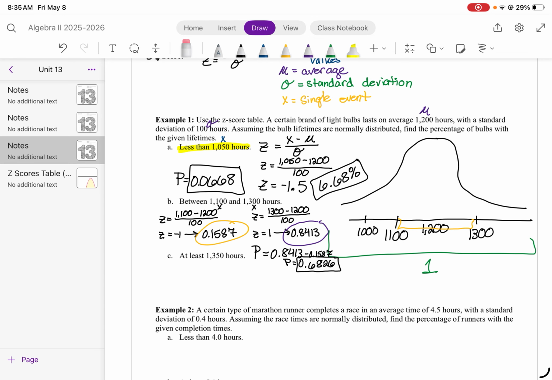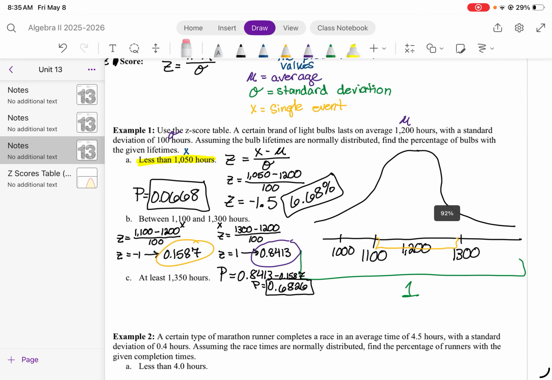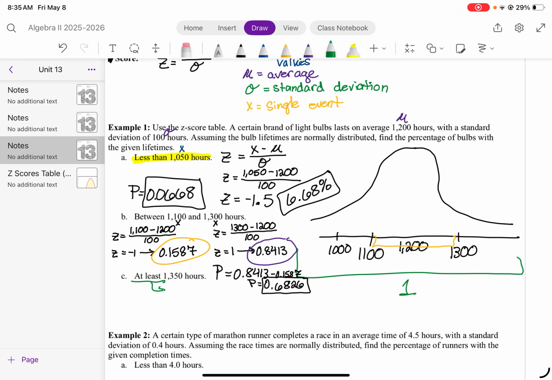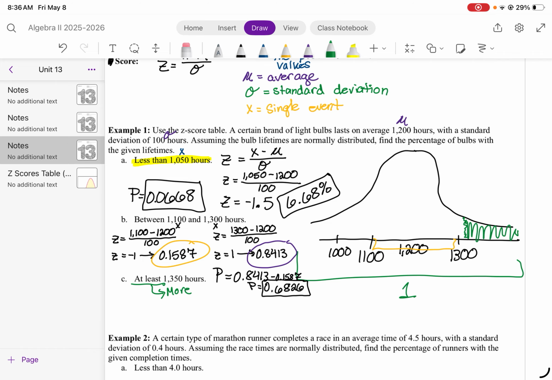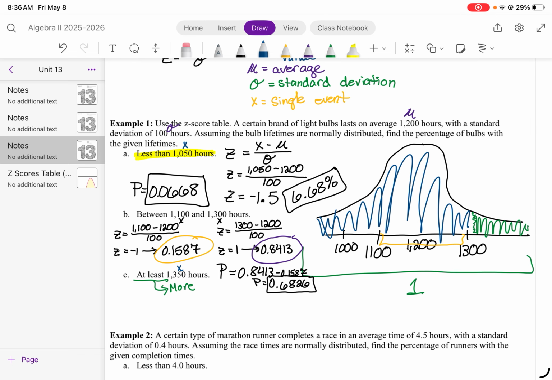This one is at least 1,350 hours. So if we look at our curve to help us figure out what we need to find, at least means that we're looking for the values that are more than this, more than 1,350. So the 1,350 would be somewhere over here. We need to find the probability that's on this side. We know all of the values together, the probability would end up adding up to 1. And when we use our 1,350 as x to find our z-score, that will give us the probability of everything up to that point. So to figure out what the probability of more than that would be, we're going to have to take 1 and then subtract the probability of everything that's in the blue. So anytime you're looking for the probability of an event on the right side, you're going to take 1 minus that probability.